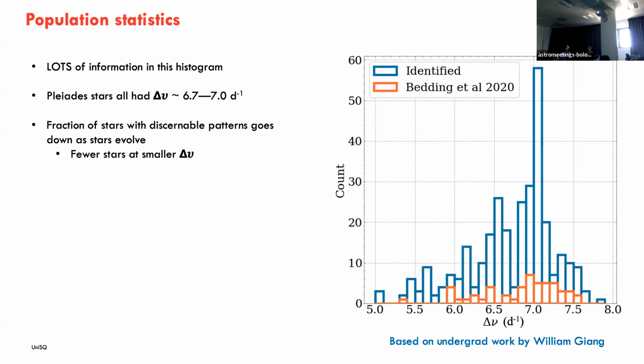For reference, all stars in the Pleiades that have measurable delta nu have values between about 6.7 and 7, so they would be quite close to the strong peak in the histogram. Now, the fraction of stars that have discernible patterns actually goes down as stars evolve, right? As your stars evolve, you start to get mixed modes, you get mode bumping in these stars, and so the patterns get spoiled, which explains why there's a decrease in the number of nice patterns when you go to older stars which have lower delta nu.